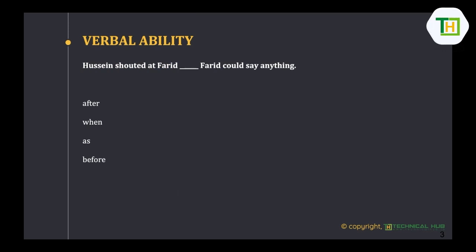Next one. Hussein shouted at Farid, dash, Farid could say anything. It's very simple. You can also understand it is about the prepositions. It's all the prepositions.